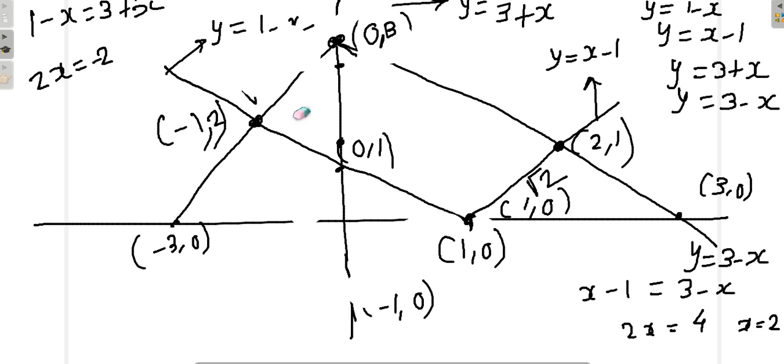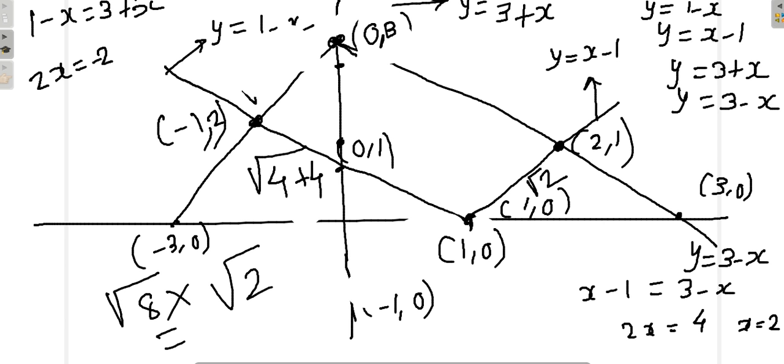Just find this. 2 minus minus 1 is 1. So this is root 2. And if you find this length, so minus 1 minus 1 and 2 minus 0 is 2, squares also. So this is root 8 into root 2. So total area will be root 16, which is 4. So this is a typical example for modulus function. We will see other examples in our next session.